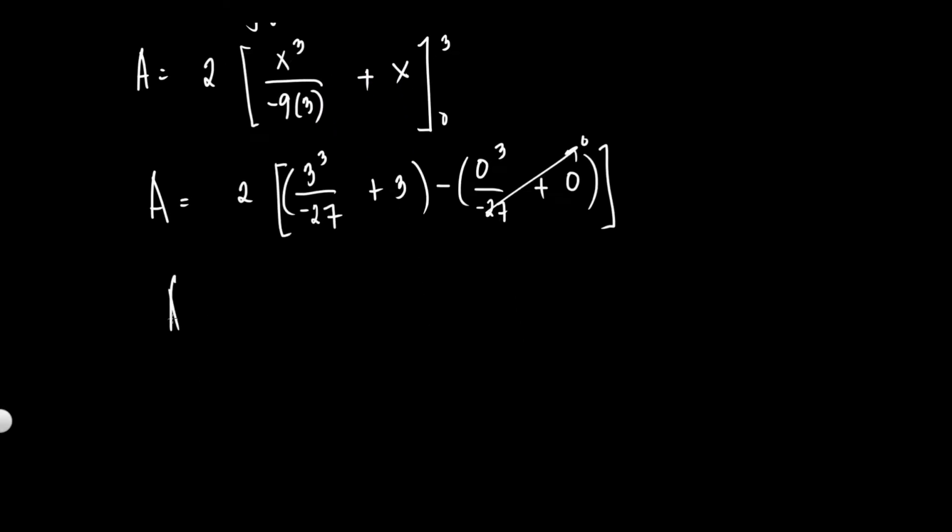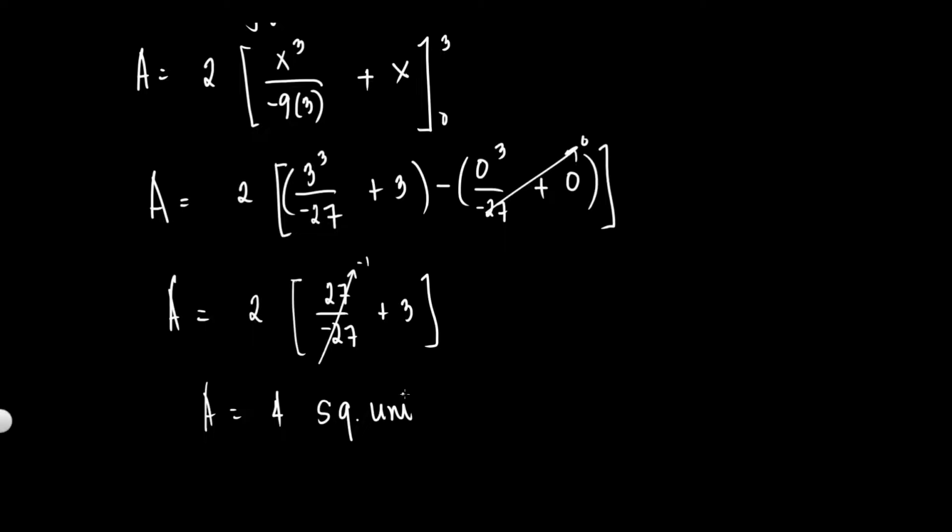Simplify. So, we have A equals 2 times 3 cubed is 27 over minus 27 plus 3. Or this is negative 1. Negative 1 plus 3 is positive 2. Positive 2 times 2 equals 4. Area yan, so square units. So the area bounded by the curve and the line is 4 square units.